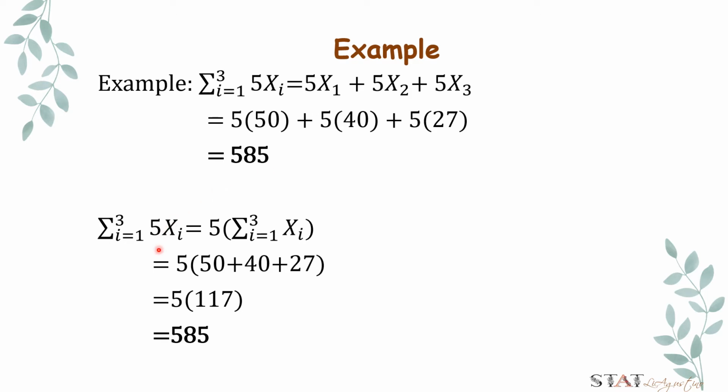If you add it, it is equal to 585. What if, using the previous theorem, the summation of 5xi, where i ranges from 1 to 3, I factor out the constant c, or the 5. So it can be 5 times the summation of xi, where i ranges from 1 to 3. I will add first 50 plus 40 plus 27, and then multiply, and they have the same answer. Okay? So that is the proof for our theorem 2.